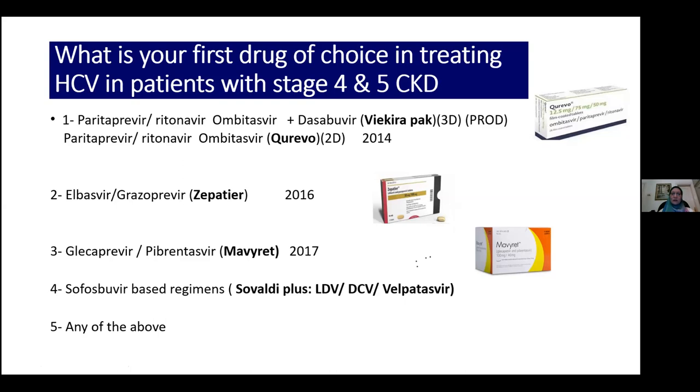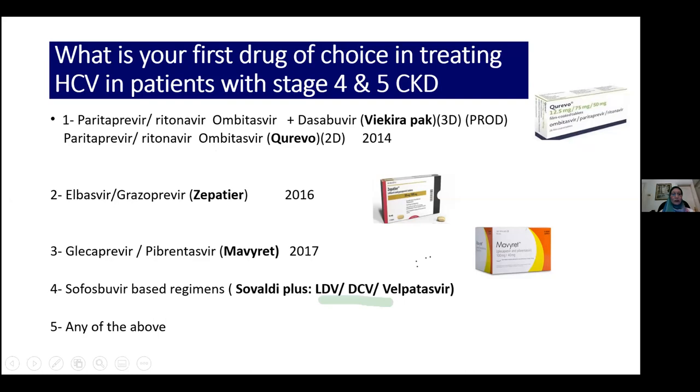Okay, so what if I tell you that we don't have the Mavirette here in Egypt, it's not available, and what if I tell you that the Zepatier here is expensive? Yes. And what if I tell you that it was the Kirivo that treated all our patients in the past years, and so we can still use the Kirivo with or without ribavirin? And what about the sofosbuvir-based regimens? Should we use them or should they not be used?